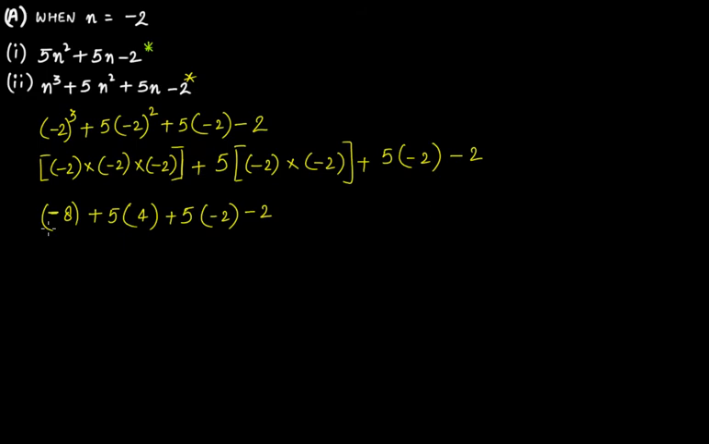So if you open this bracket here, this is minus 8. 5 times 4 is 20. 5 times minus 2 is minus 10. This is minus 2. If you solve this, you get minus 18, minus 2, minus 20. So this is actually 0 if you solve this. So the value of this expression when n is equal to minus 2 is 0.